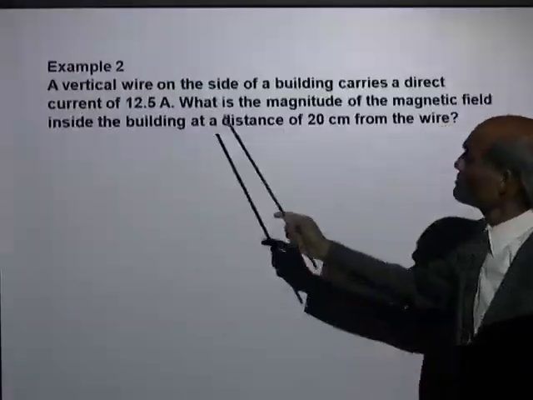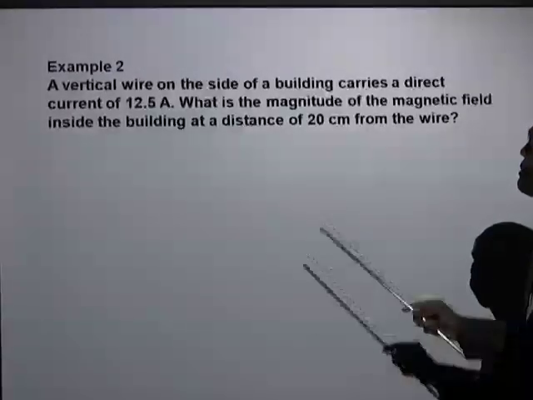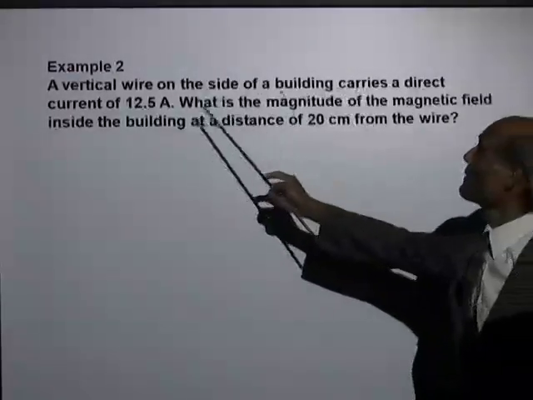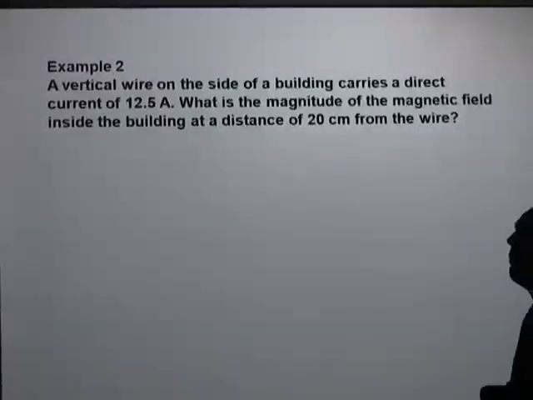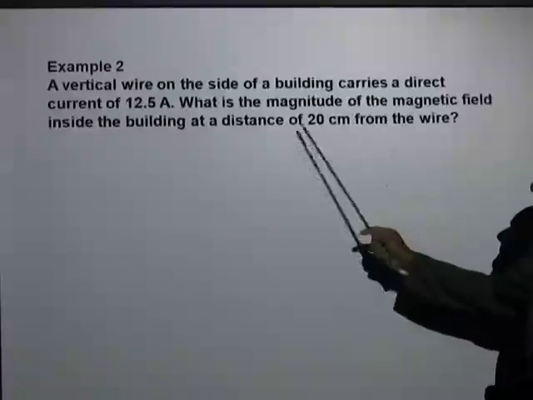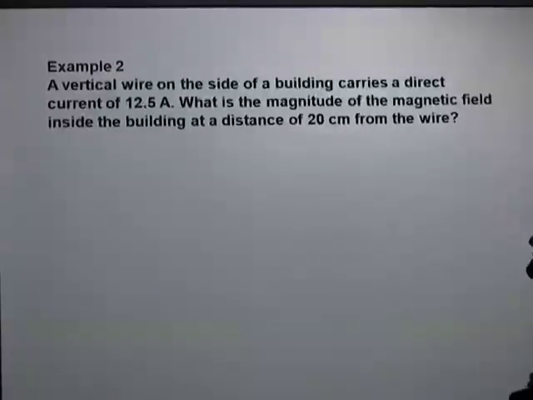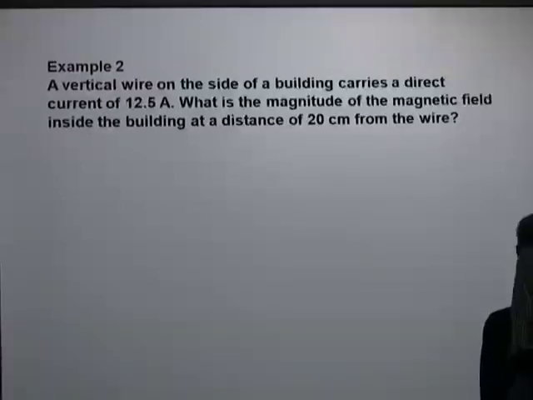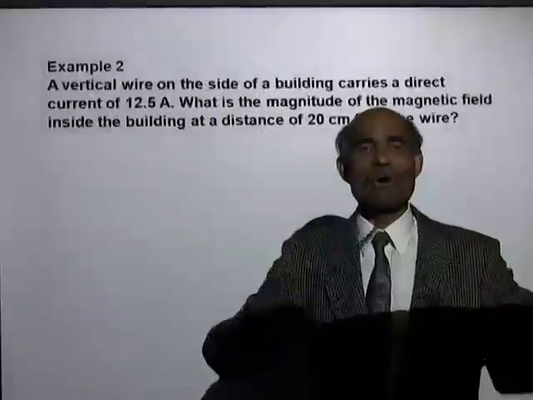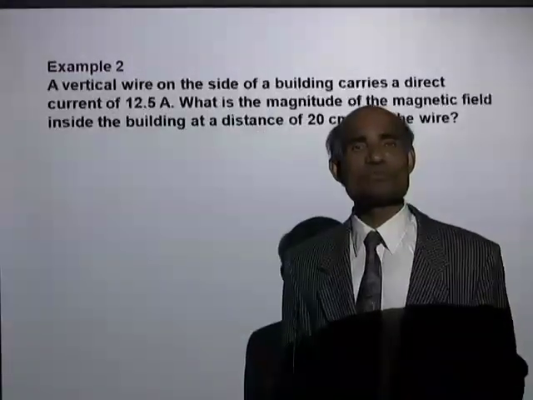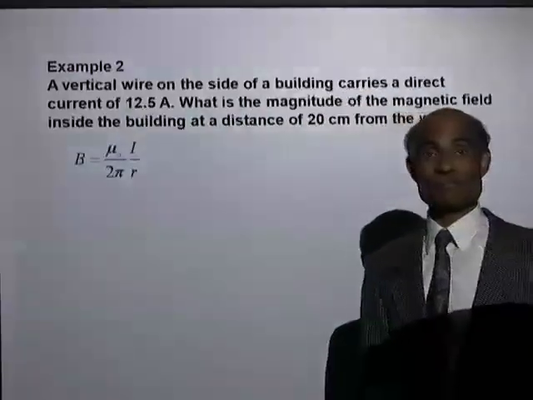Alright, let's do another example. A vertical wire on the side of a building carries a direct current of 12.5 ampere. What is the magnitude of the magnetic field inside the building at a distance of 20 centimeters from the wire? Now, we live in buildings which are wired all over. That means we actually live in a sea of magnetic fields.